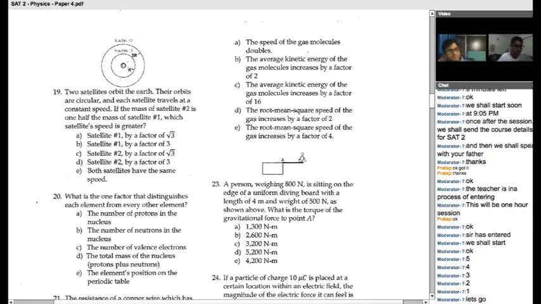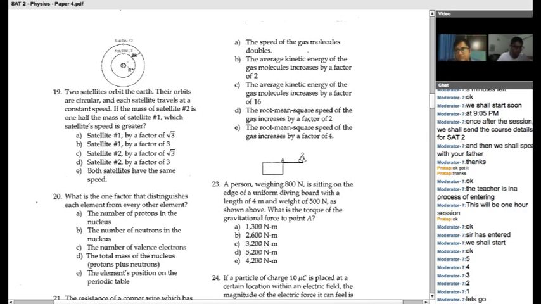Two satellites orbit, their orbits circular, and each satellite travels at constant speed. If satellite 2 is half the mass of satellite 1, do both satellites have the same speed? No. How will you solve this? Oh wait, or is it satellite number 2 by a factor of √3? How will you solve this question?